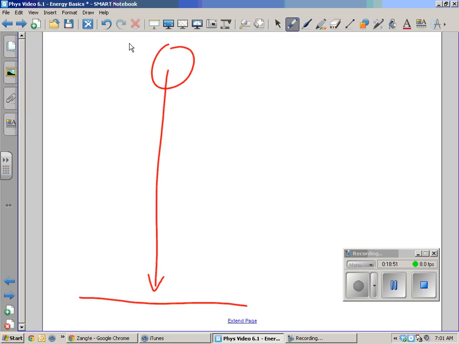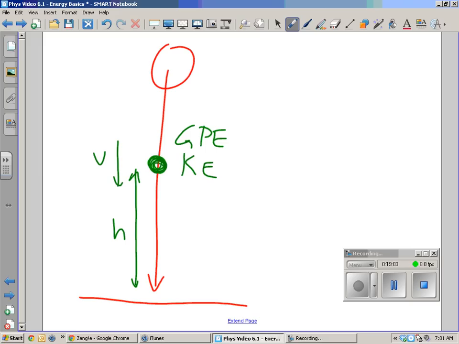Okay. When the ball gets to, for example, right here, at that moment, it's going to have gravitational potential energy because it's still up some height, and it's going to have kinetic energy because it's moving with some velocity. Okay? So it is possible for an object to have more than one type of energy. If you add those up, it gives you what's called total energy. All right? And that's going to be what we're going to start the next video with, the idea of total energy.